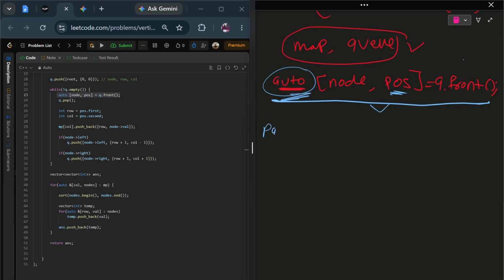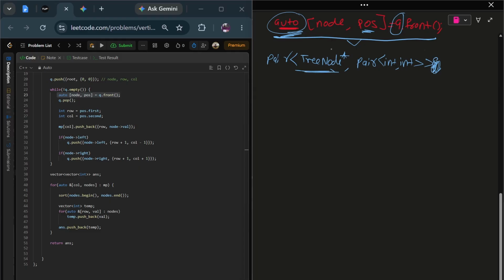Basically the queue, because we are having the queue here. The queue is a pair, and inside this pair we are having the tree node, and comma we are having again a pair. You can see over here we have a root, this is the tree node, and we have a pair again here. This is the row and this is the column, this is a pair, an integer and integer. So here this tree node will be called as this node. Node will be called as the tree node. The data type of node will be considered as the tree node.